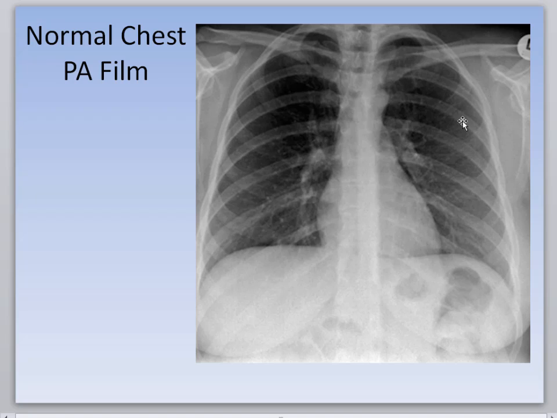The ribs you can obviously see, but if I stick a tag on this rib, I want you to tell me not only that it's a rib, and you can actually count these ribs. Here's 1, here's 2, here's 3. So this is the T3 rib. But the question is, is it the anterior or the posterior rib?